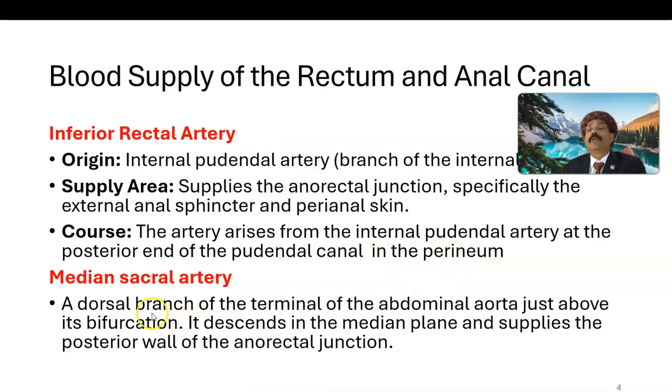We have another artery that we have not mentioned previously, that is the median sacral artery. This is a very slender artery. It is the dorsal branch of the terminal part of the abdominal aorta. We have only one artery like this. Just above the bifurcation of the abdominal aorta, it descends in the median plane and supplies the posterior wall of the anorectal junction. So we actually have four arteries supplying the rectum and anal canal, including the median sacral artery.